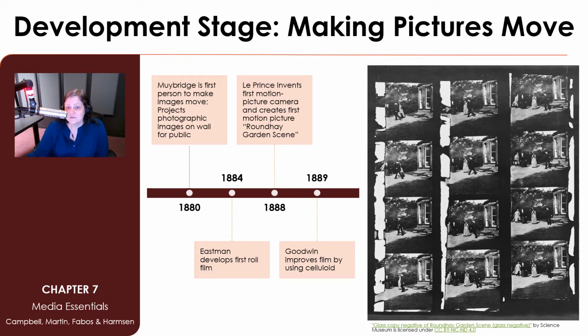Recorded at 12 frames per second, the film depicts several people strolling on a lawn and runs for just a few seconds. The accompanying image on the slide is a glass copy negative of that first film. Another improvement came when American minister Hannibal Goodwin improved Eastman's roll film by using thin strips of transparent, pliable material called celluloid, which could hold a coating of chemicals sensitive to light. Goodwin's breakthrough enabled a strip of film to move through a camera and be photographed in rapid succession, producing a series of pictures.